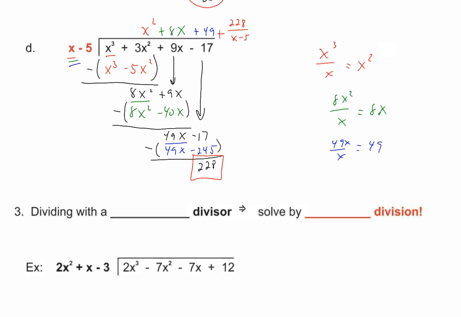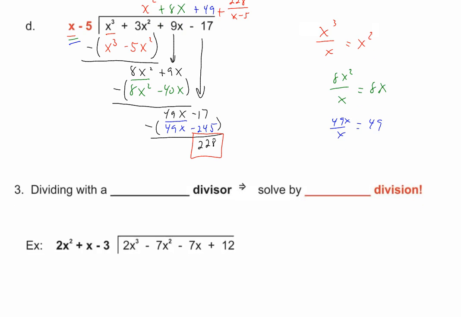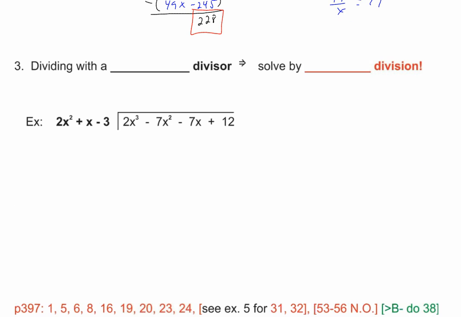And then again, 17 negatives and 245 positives, right? So again, the plus sign's got to go in between. 228 over x minus 5. And again, I know some of you don't work that fast, and that's okay. Go back later and work. I want to get to this last one.